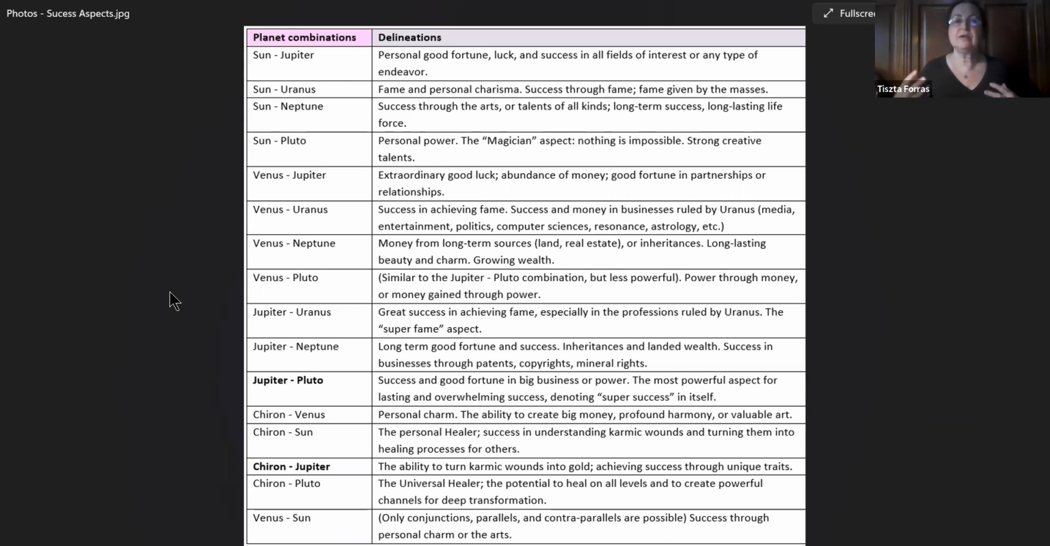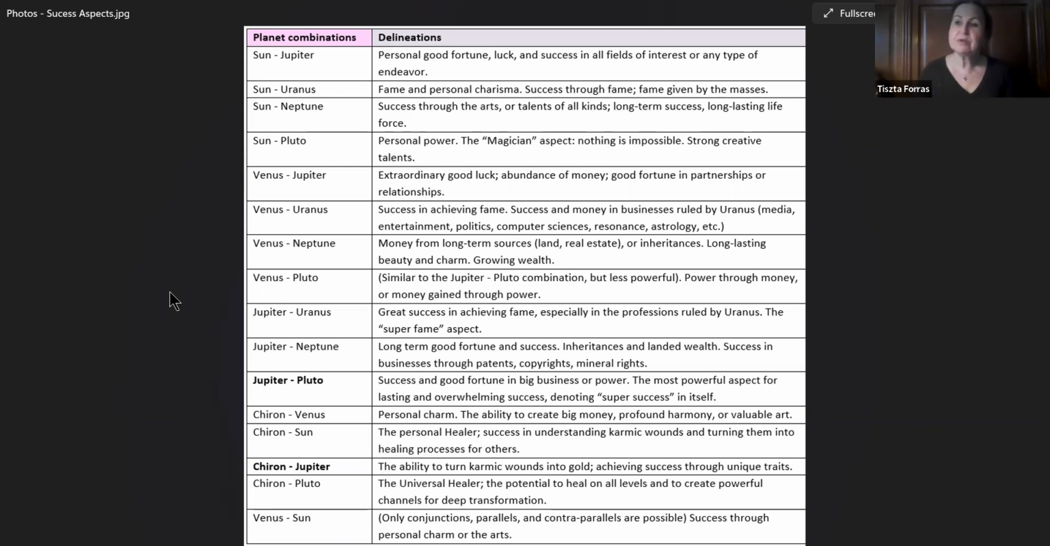But of course, Uranus sun aspects are the inventor, or someone who is famous for his ideas. Don't forget that Uranus is a higher octave of Mercury, and it can also bring you fame and success coming from the masses, coming from the people.